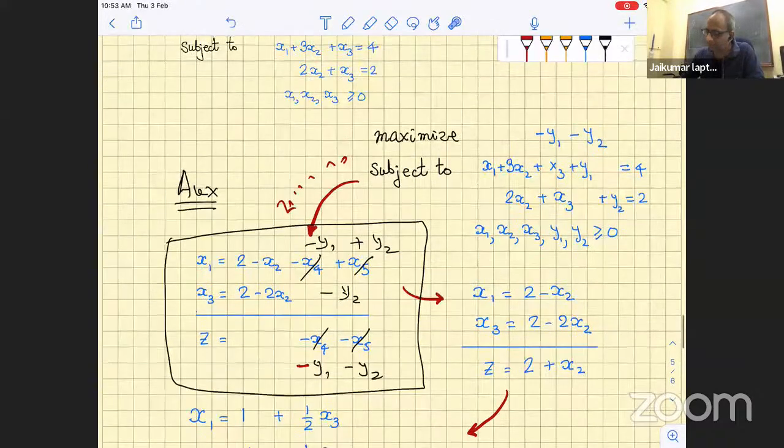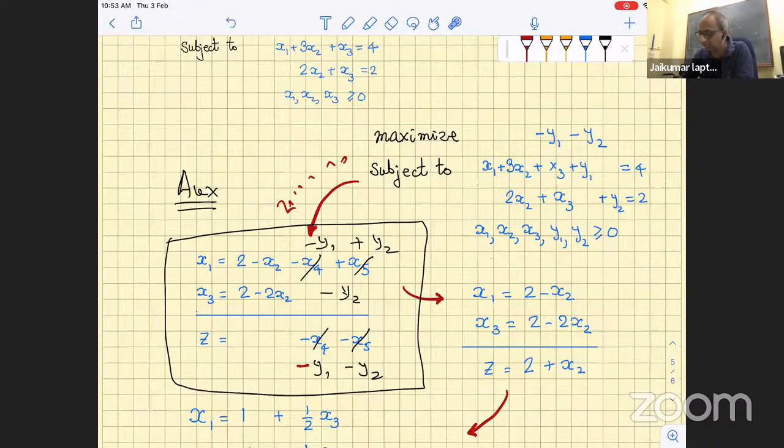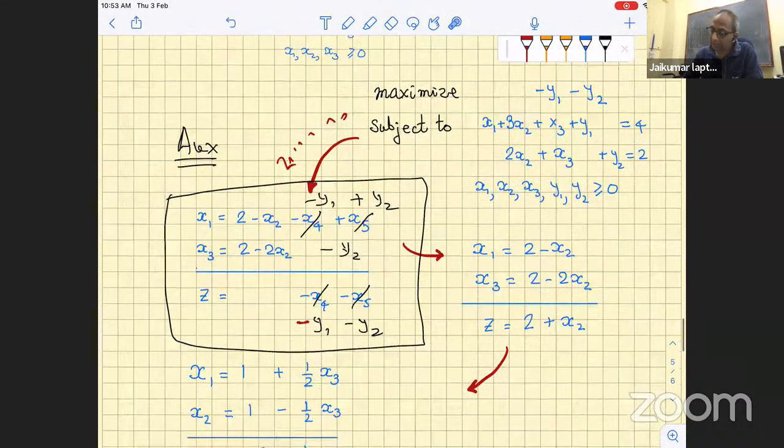You set up this auxiliary LP, solve it, find a feasible solution. But what happens if this LP stops and gives you an objective value which is negative? You're trying to maximize it, and it came out to be negative. We want it to be 0.